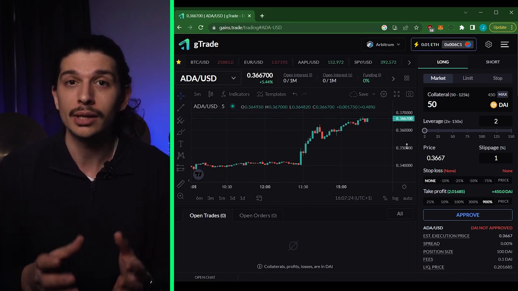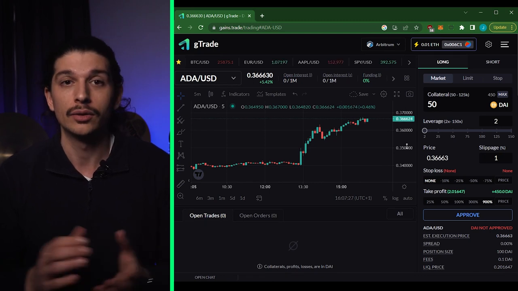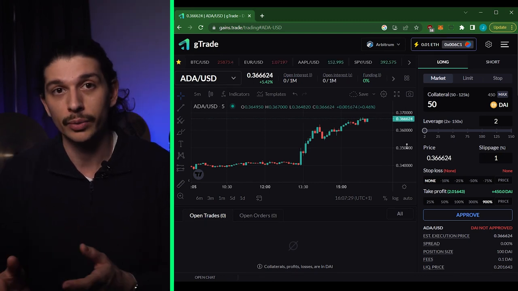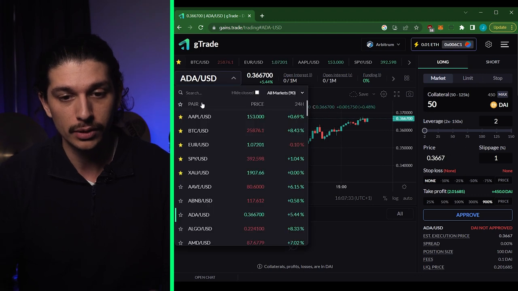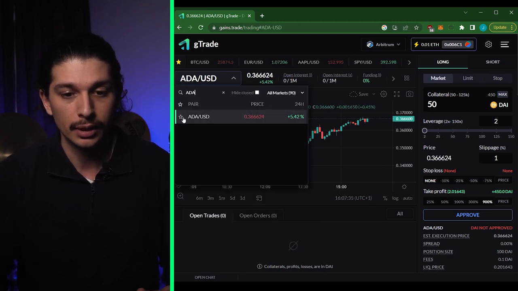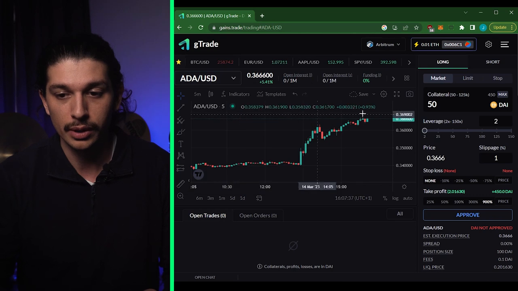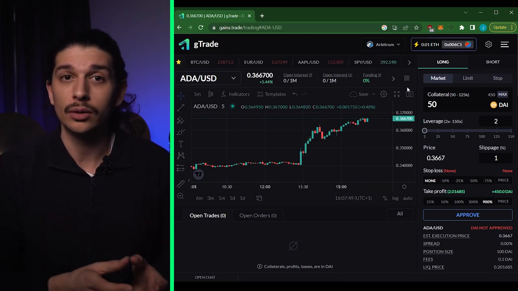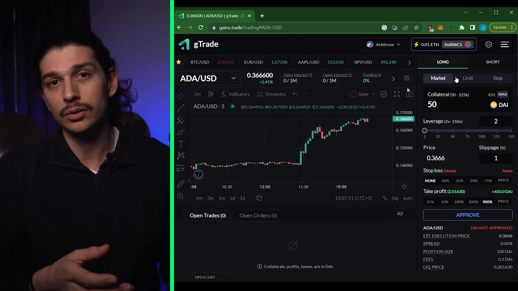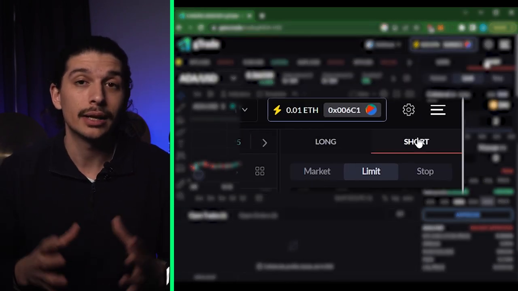The Cardano blockchain's native currency is ADA, and the token trading pair will be ADA/USD, which you can manually search for by typing in the first few letters over in this top-hand corner. I've already done so, and I'll select it. So it's there and it's ready to go. Now, once we've selected the trading pair, we have to also decide on the trading position. Are we going long or are we shorting it? After that, we can select the leverage amount.